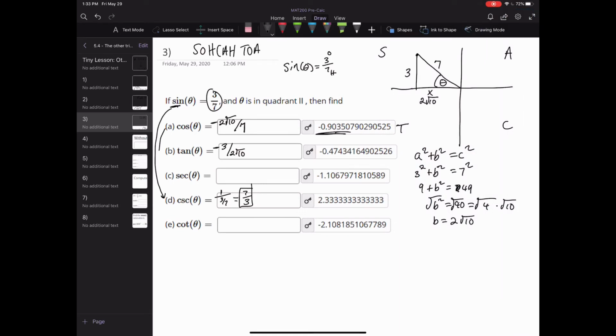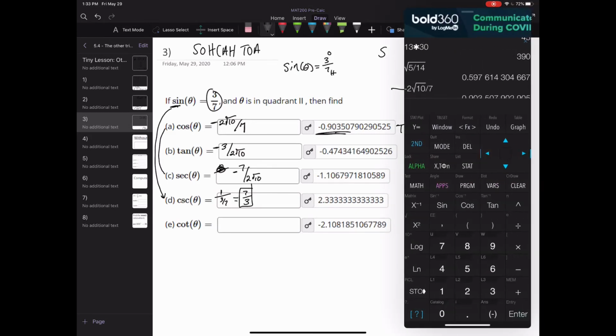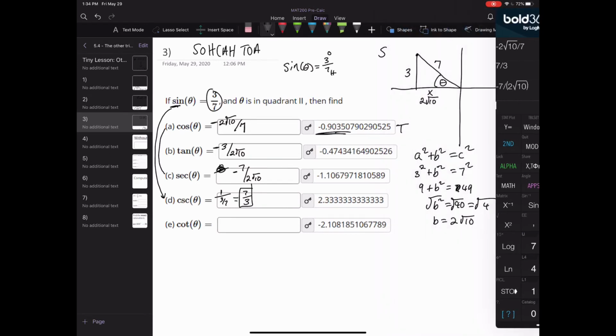So cosine goes with secant, so that's just 1 over, well, all of that stuff. Can I just flip it right here and just say negative 7 over 2 radical 10? Let's type that in and see. Negative 7 divided by open parentheses 2 radical 10. Oops. Close parentheses right there, and you can see we get exactly that number.